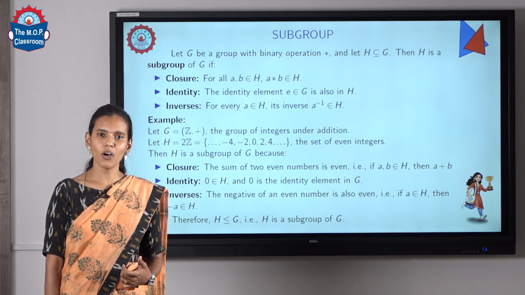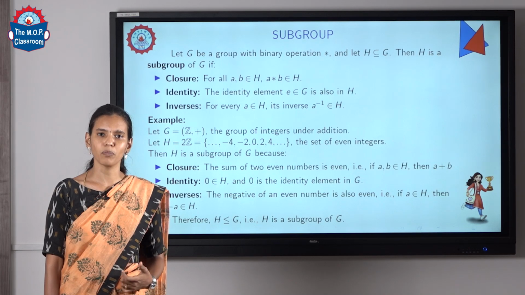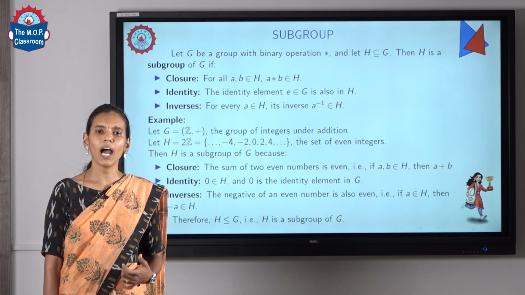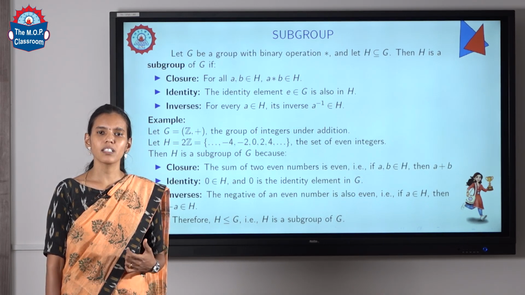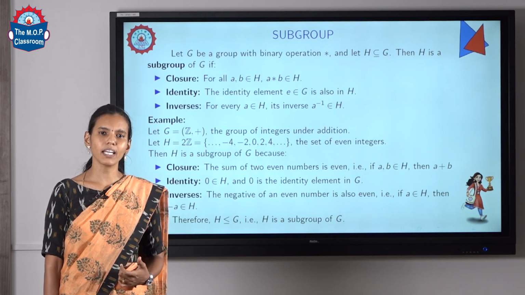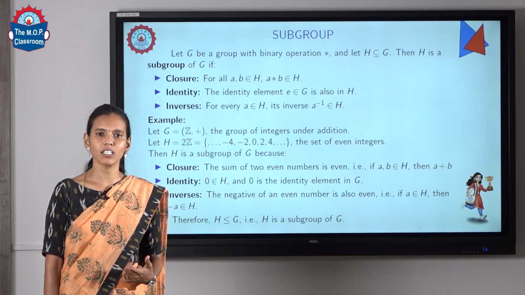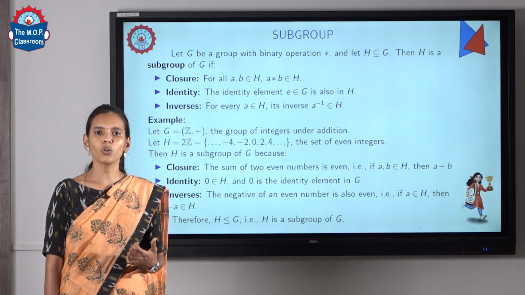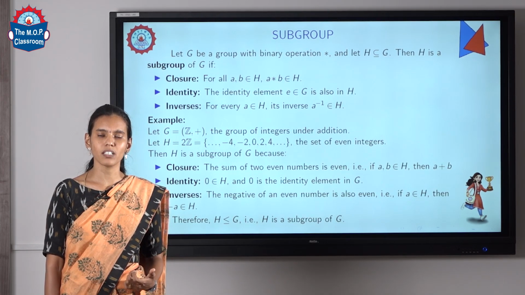We already saw an example wherein the set of all integers under addition formed a group. In that group, I am going to consider a subset. The subset is nothing but the set of all even integers. Now we will check whether this set of all even integers forms a subgroup. So the three axioms that we need to check are closure, identity and inverse.